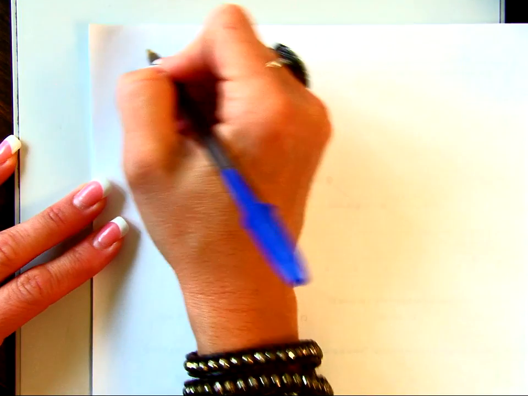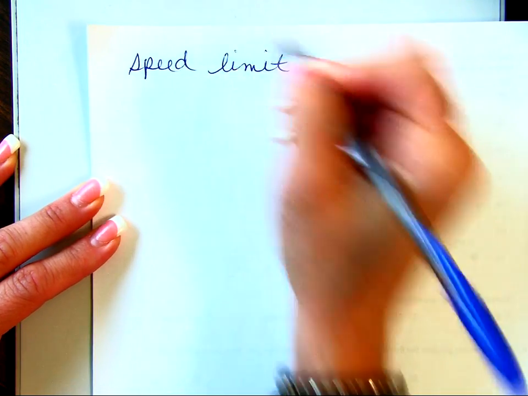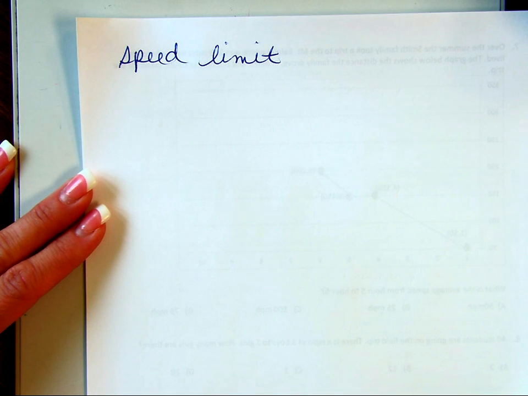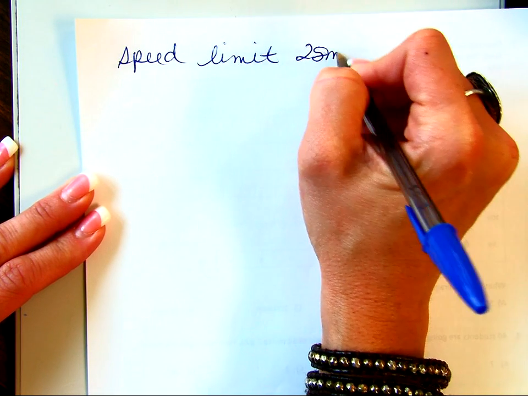inequalities. So, let's say I were to say, well, if you're going down the street, there's speed limits, right? What's the speed limit in, like, a residential area? Cars cannot drive any faster than what in a neighborhood? 25 miles an hour. Okay?